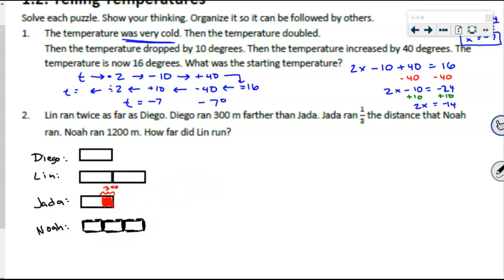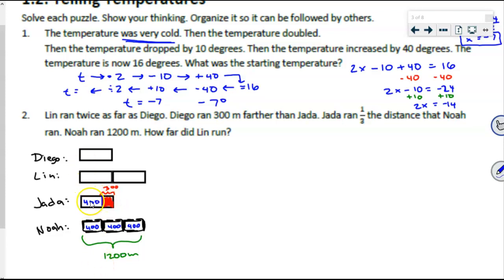And I use this information to see that Noah ran 1,200 meters. So this amount is 1,200 meters. Then I can start working backwards through that diagram. This is 1,200 meters, which means 12 divided by 3 makes each one of these 400 meters. But remember, that box is the exact same as what Jada ran. So now I know that what Jada ran is 400.